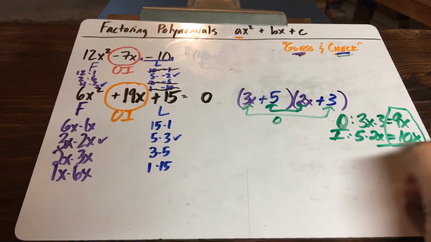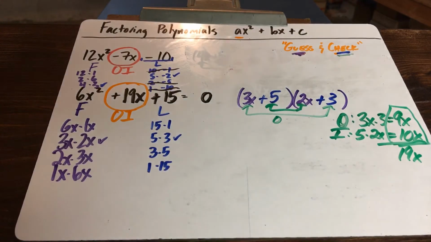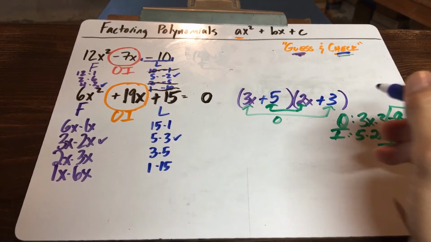If I combine those, add them together, I get 19x's. That's exactly what I wanted. I got lucky. I got it on the first try. Leighton Crawford, there you go. Okay, so I got it on the first try, but I'm not done.